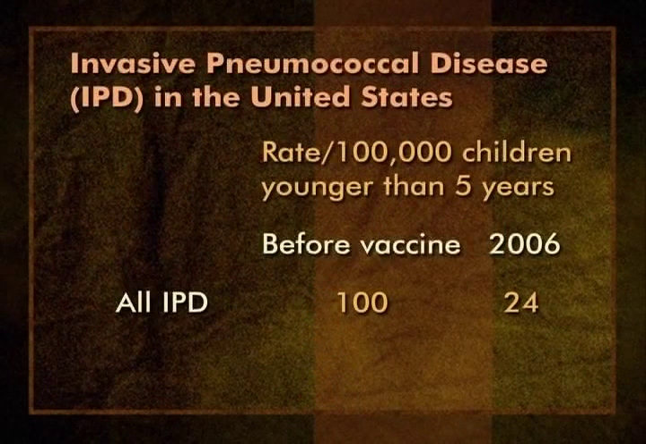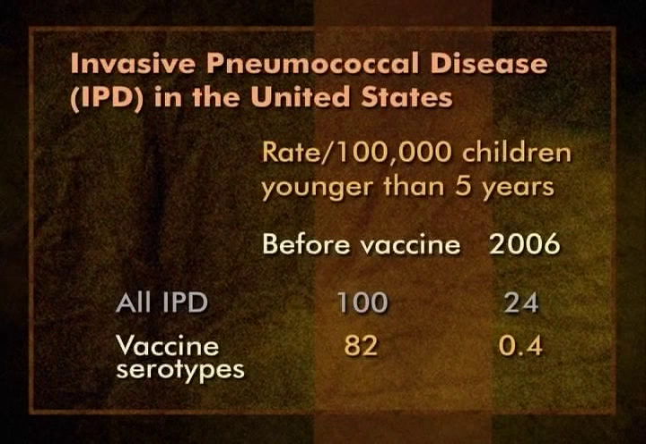In 2006, the rate of invasive pneumococcal disease caused by all serotypes in children younger than 5 years of age was 24 cases per 100,000 population, down from 100 cases per 100,000 population before the vaccine was licensed. The rate of invasive pneumococcal disease caused by vaccine serotypes has fallen even further, from 82 cases per 100,000 to 0.4 cases per 100,000, a 99% reduction. In the last 3 years, there's been an increase in invasive disease caused by serotypes not in the vaccine. We'll come back to this issue in just a moment.